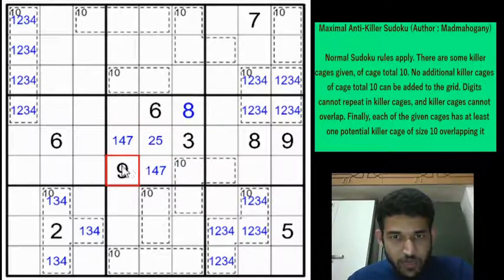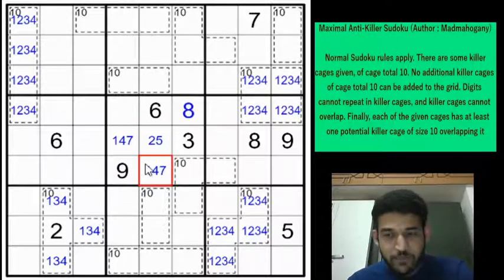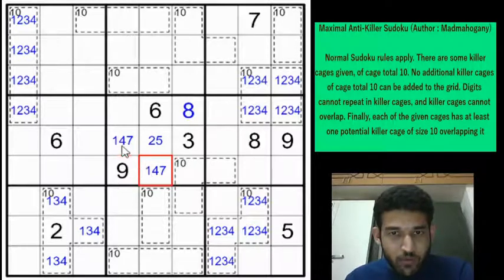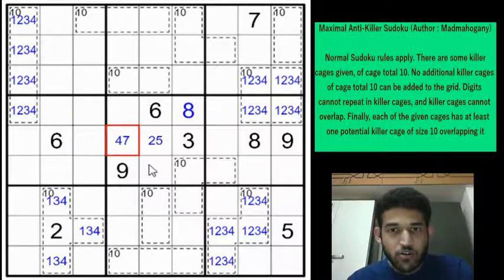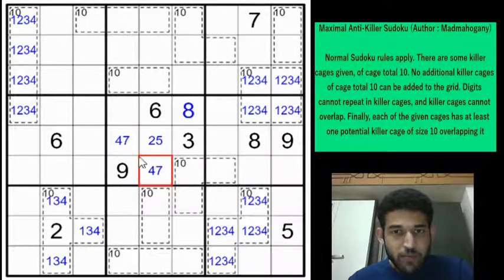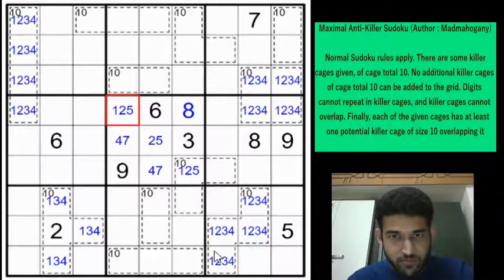Now let's focus a little bit on the pencil marks we just made. So can we have a 1 in these two cells? No, right? Because then 9 plus 1 will be a 10. We will have a 2 cell killer cage which is making a total of 10. So they can only be 4, 7. Now we are getting a pair. The remaining digits in these cells are 1, 2 and 5 and 1, 2 and 5.